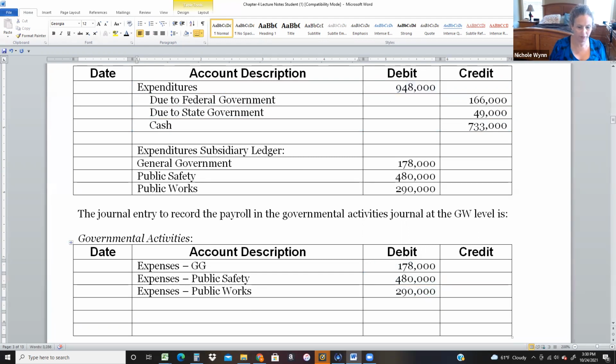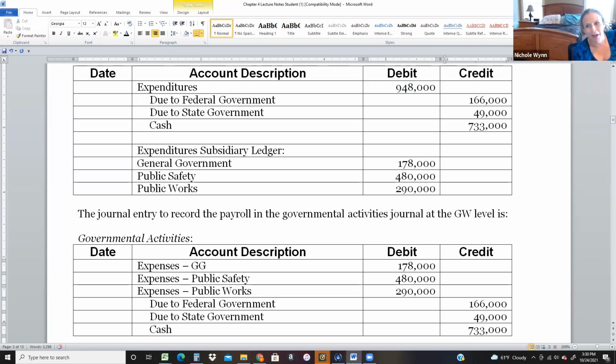And then my credits are due to federal government, due to state government, and cash. So due to federal government will be the 166, 49, and 733. Now, I'm going to pause a minute because I want to make sure you guys understand why we're doing the entry twice, because it feels so weird.